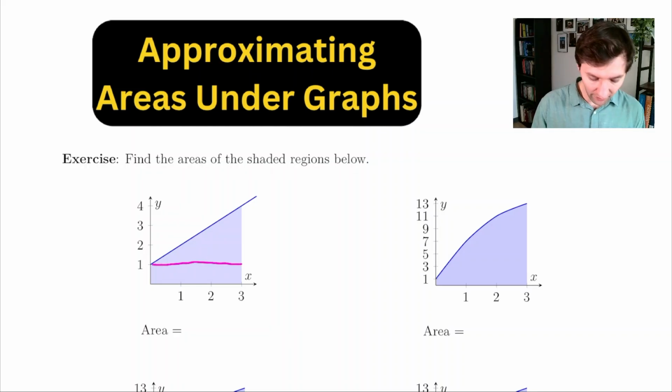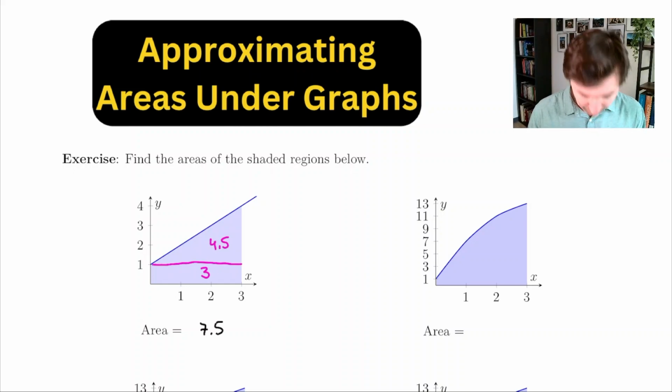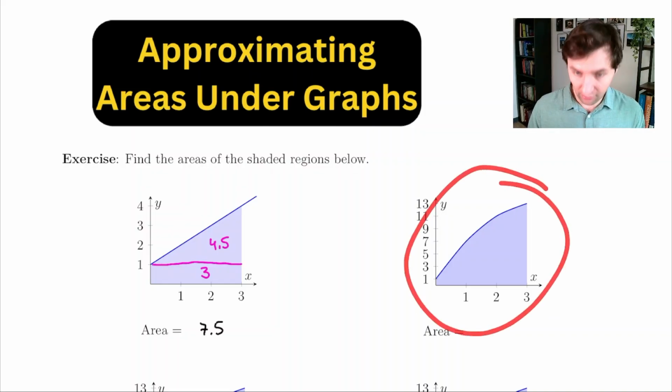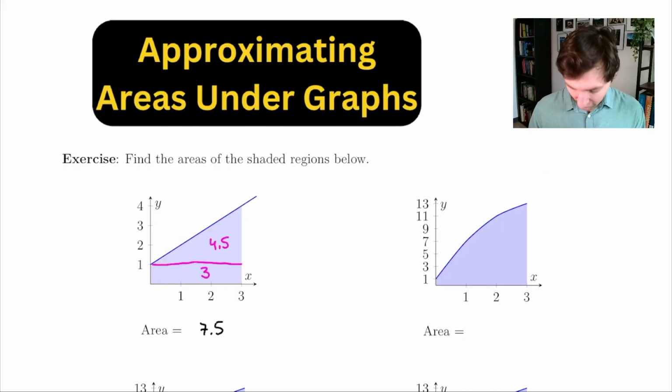The area of the rectangle is 3. The area of the triangle is 3 times 3 times 1/2, which gives us 4.5. Altogether, the area is 7.5. You can't apply the same method in the second picture because the given curve is not straight, which means we don't know the exact area of this region.